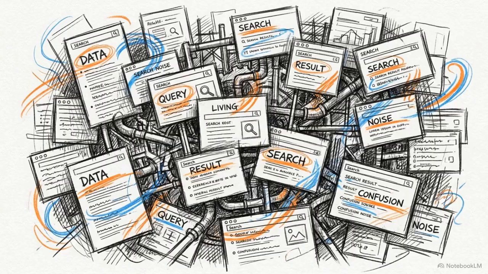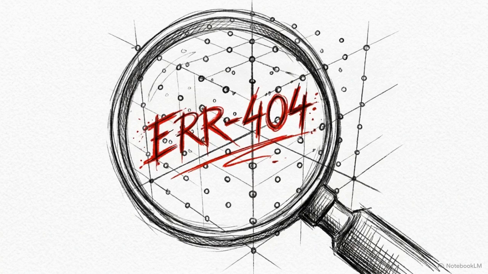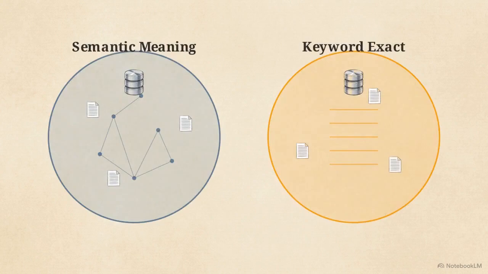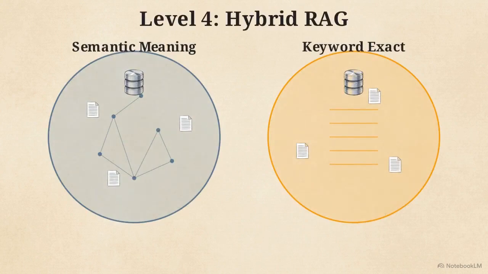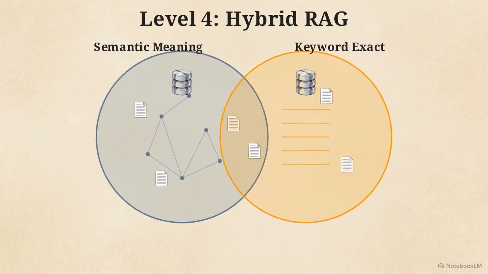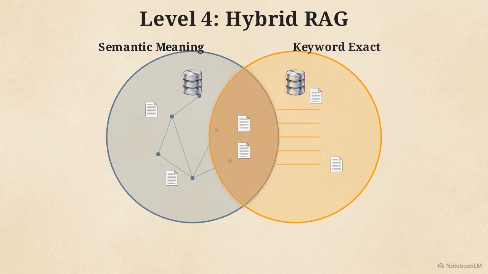The core vulnerability here is semantic noise. Because the database searches for mathematical similarity, a specific query for a product error code might return 10 vaguely related paragraphs instead of the exact documentation you need. To eliminate that noise, developers use Level 4, Hybrid RAG. This combines mathematical semantic search with a traditional exact keyword search index.